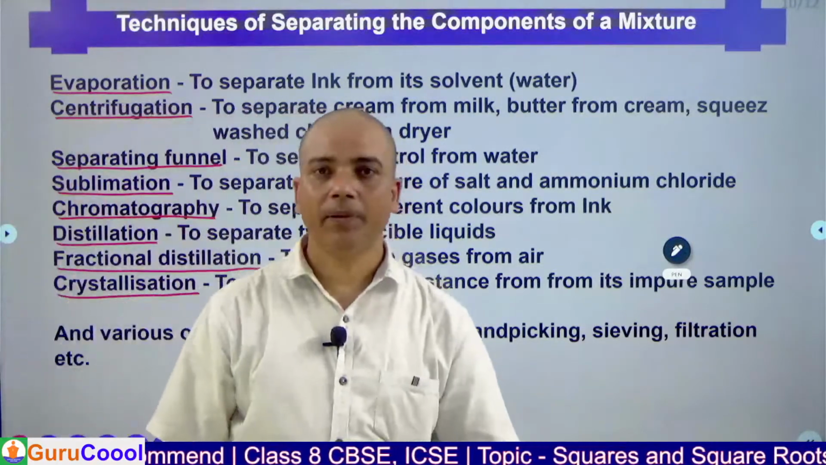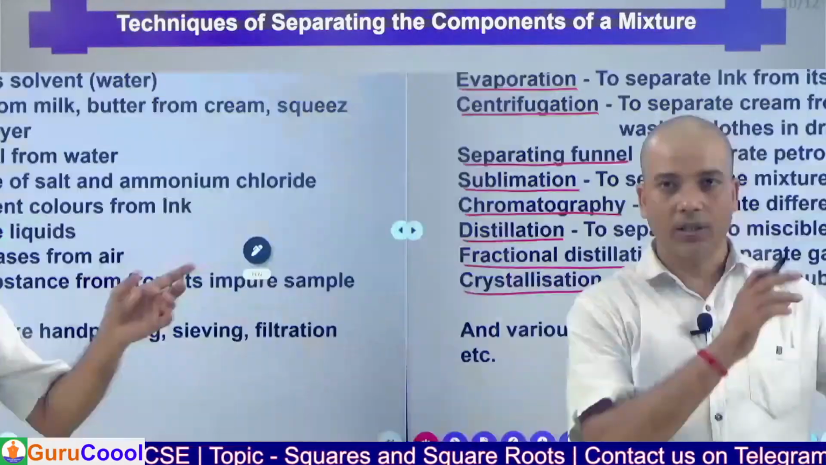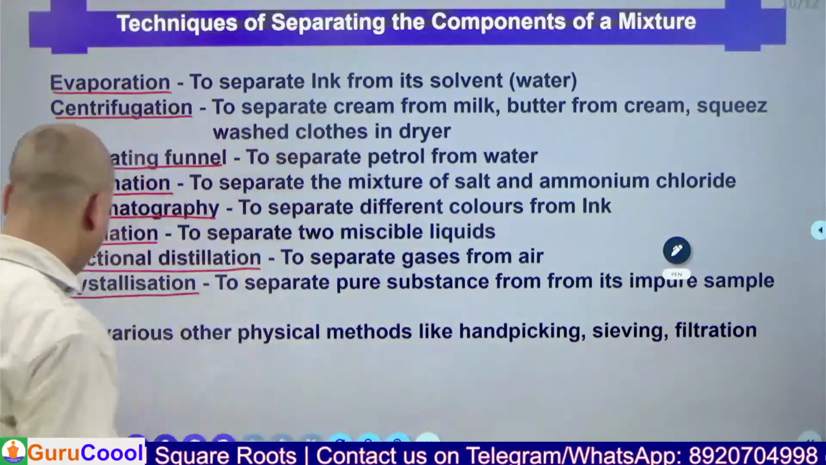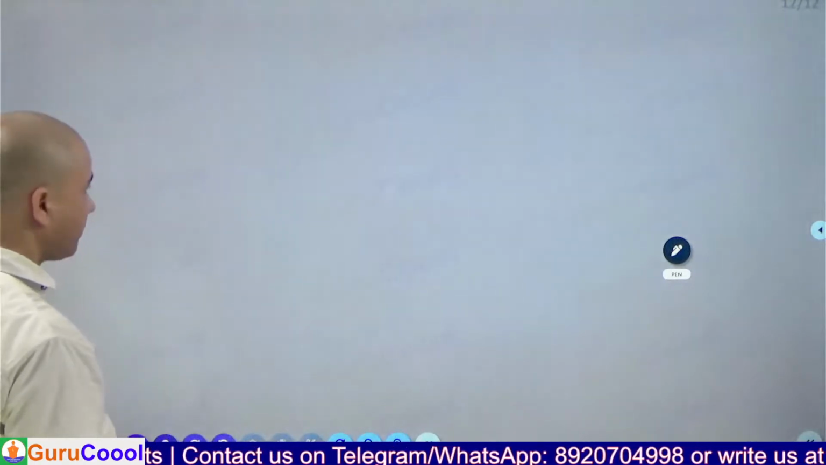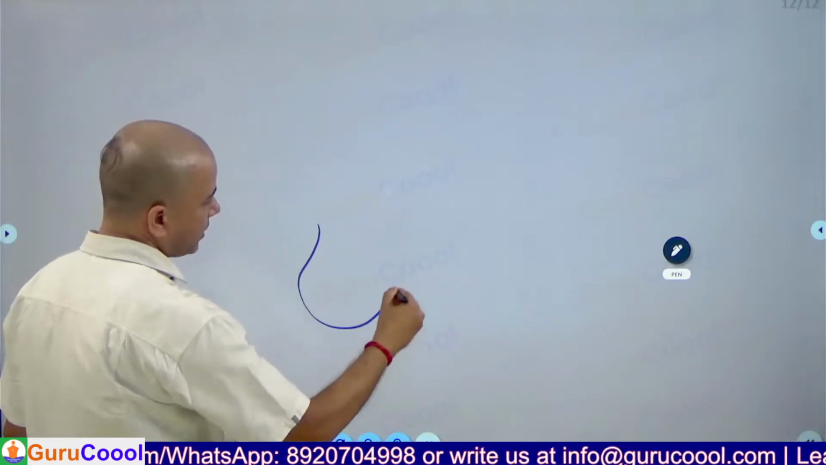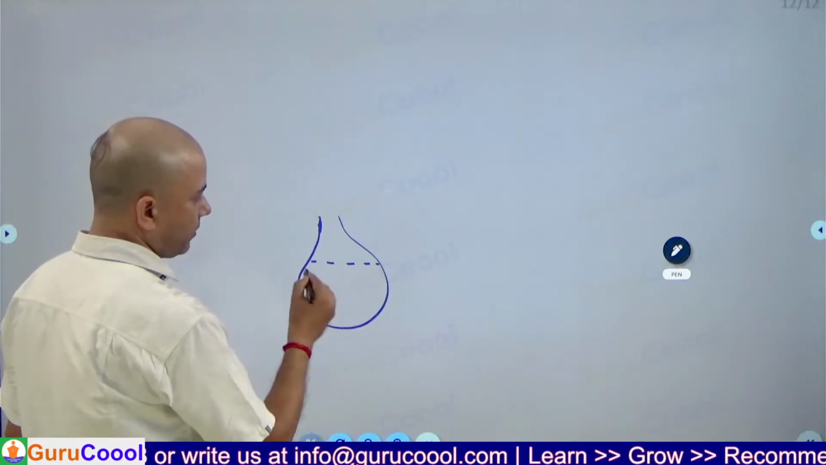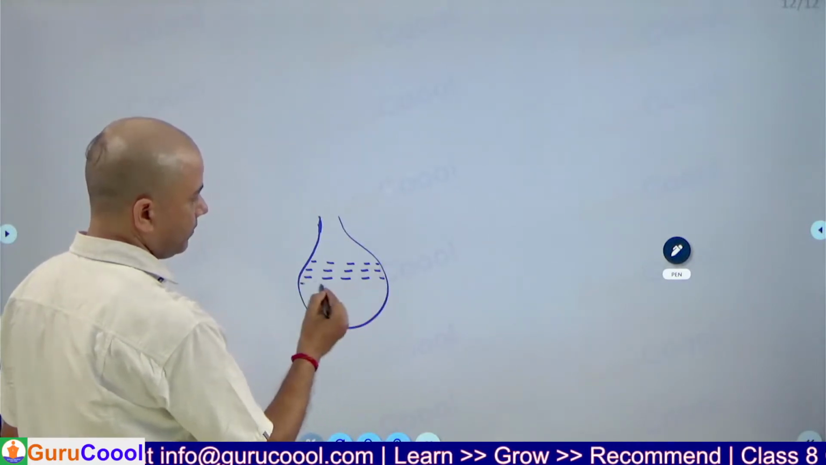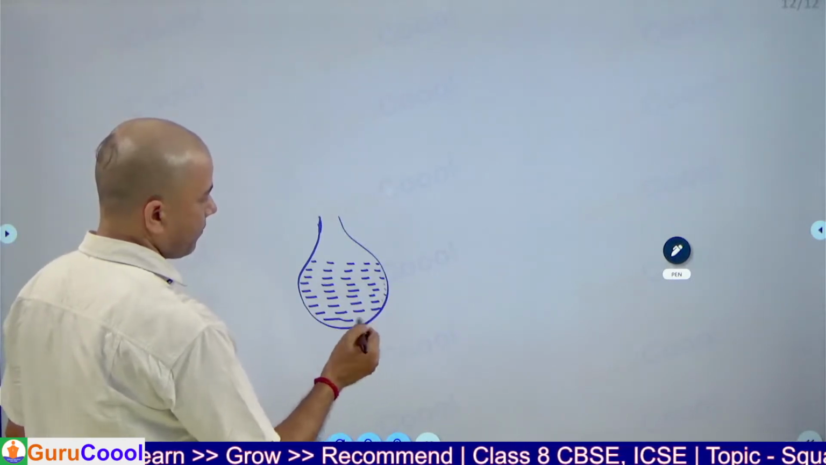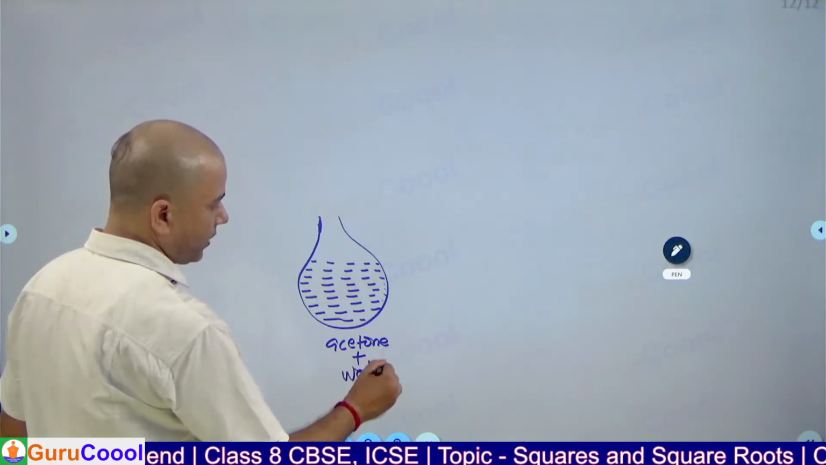Distillation. What happens in it? Distillation is a process in which you take that mixture, the acetone plus water mixture, into a container. It may look like this. Suppose you have this container with acetone plus water.